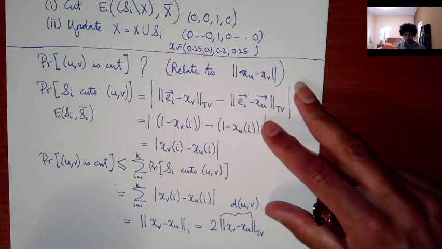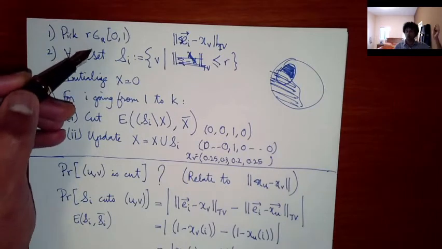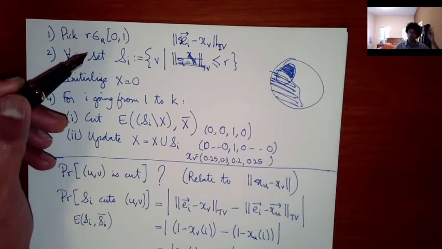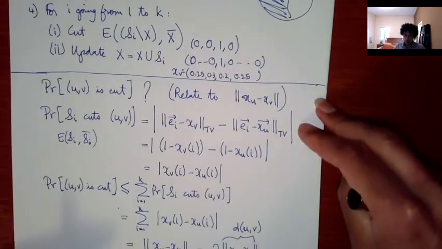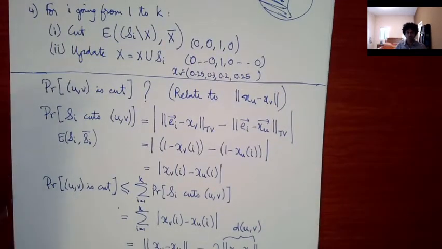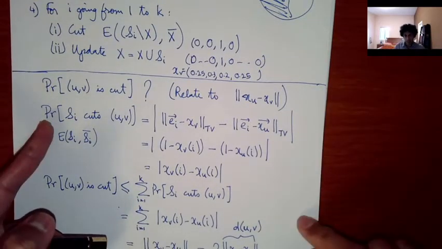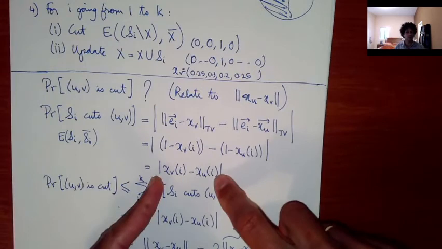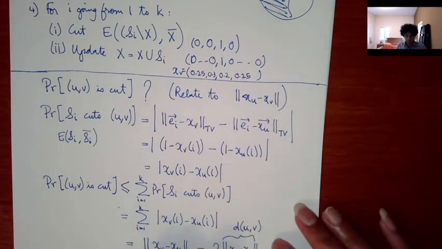This gives a 2 approximation when I choose the R to be in 0 and 1. I don't need to choose it between 0 and half. Why is that? Because remember, we had this issue before that an edge can be cut by every S_i. And so when you start summing that up, it would become k times the distance. But here, the probability that S_i cuts UV only depends on the ith coordinate. And so when you sum these things up, you only get twice the distance.